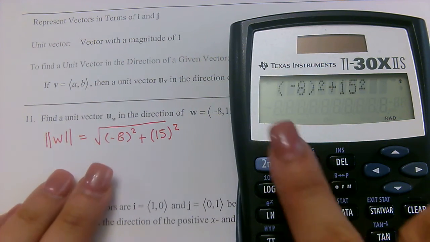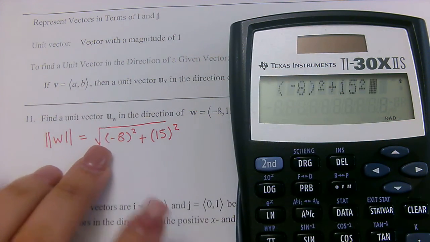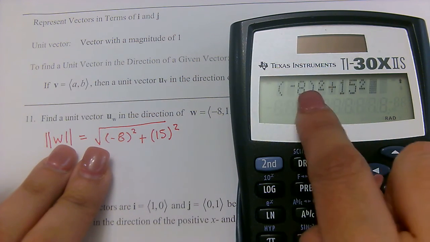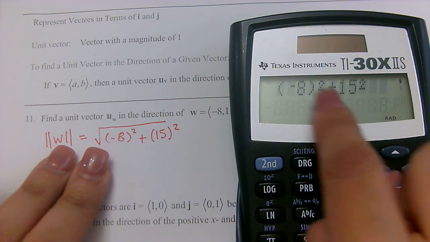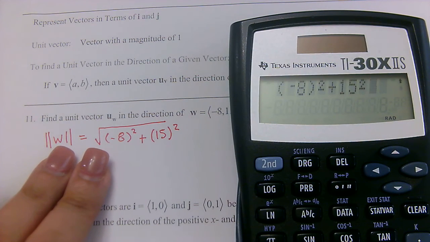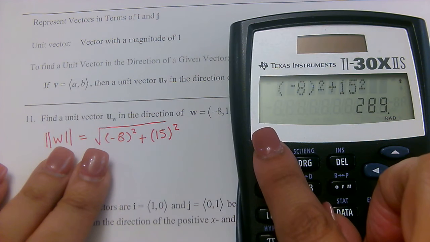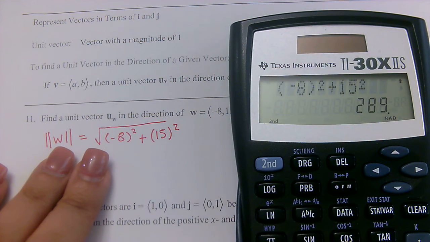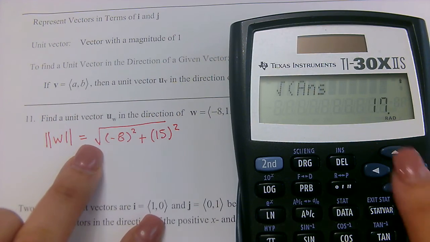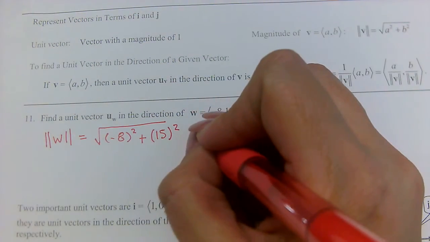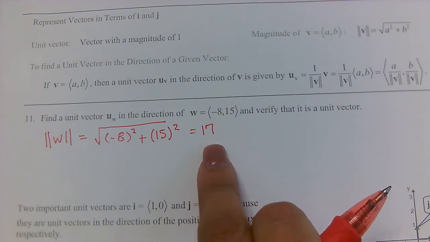Okay, I went ahead and put it in the calculator. Notice I don't have the square root yet, but I put in the -8 in parentheses. If you don't have this in parentheses, you're going to get the wrong answer because the square needs to be applied to the negative as well. Press enter, I get 289, and then I'm going to do second square root, second answer, and then I'm applying the square root value, and I get my answer to be 17. So now I have my magnitude to be 17.